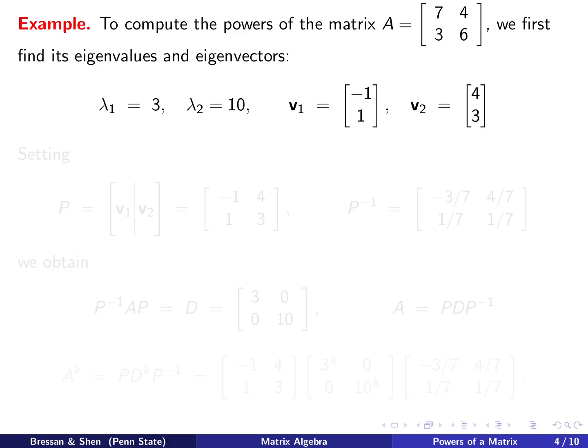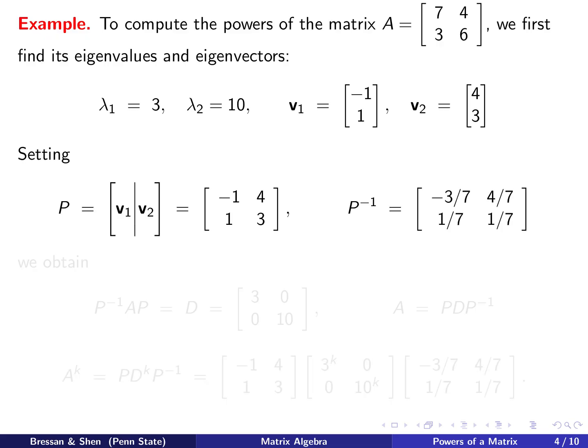Now let's take an example. We want to compute the power of a matrix A, which is written here: 7, 4, 3, 6. We see that we need to find the matrix D and the matrix P, which means we need to find the eigenvalues and the eigenvectors. So let's compute them using the method that we have already learned. I skip the details, and we will find that lambda 1 is 3 and lambda 2 is 10, and v1 is the vector negative 1, 1, and v2 is the vector 4, 3. These are two eigenvectors.